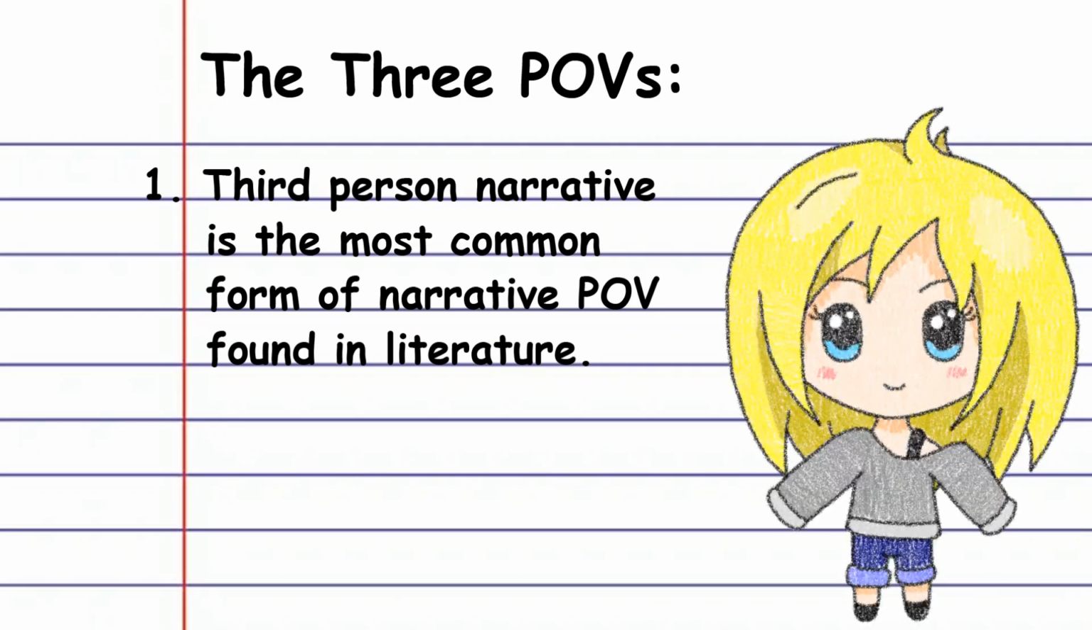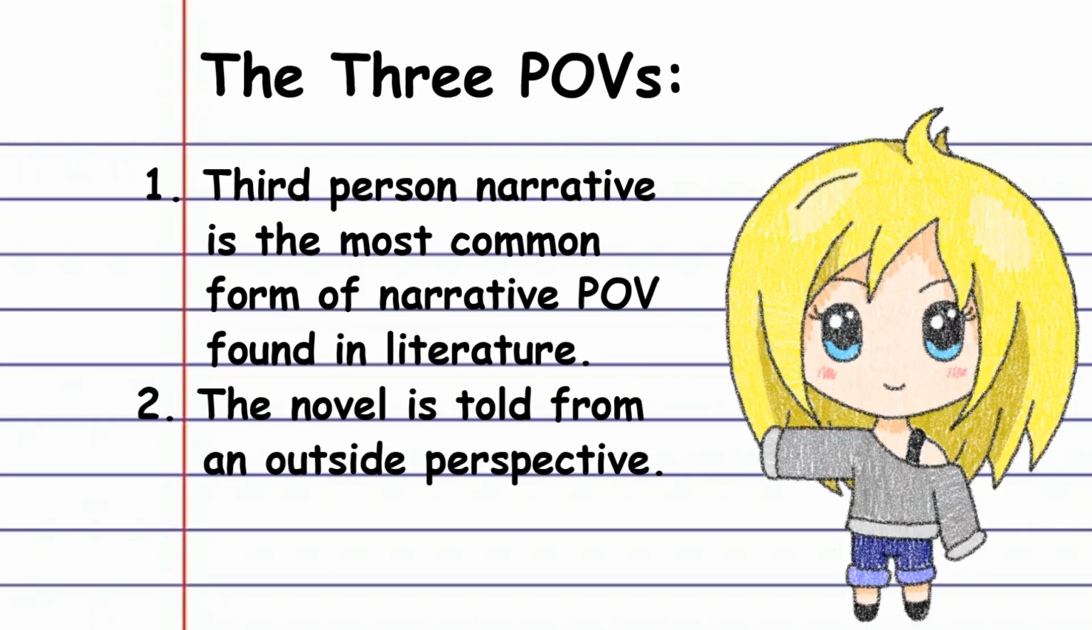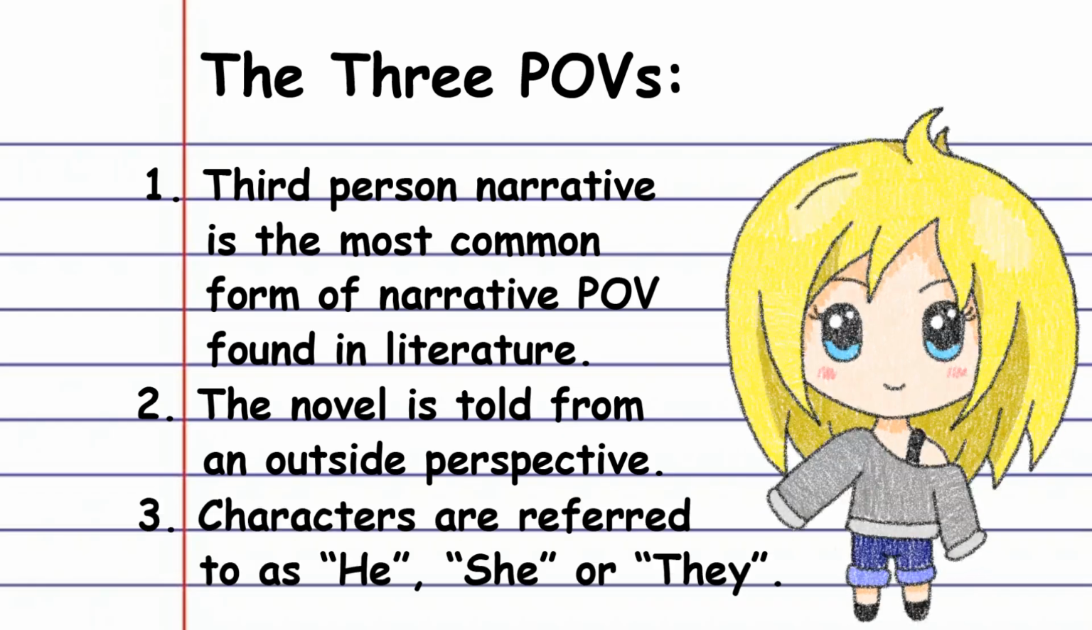And finally, we have third-person point of view, the most common form of narrative point of view that you will find in literature, in which the novel is being told from an outside perspective. Characters throughout the novel will be referred to as he, she, or they. They are not people that the narrator knows personally, the narrator is just telling you a story about them.